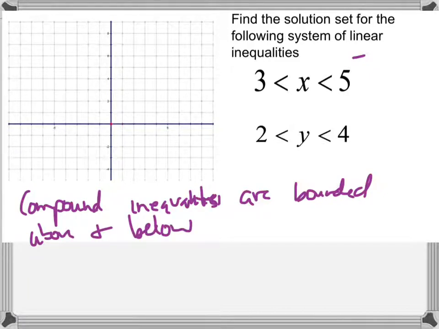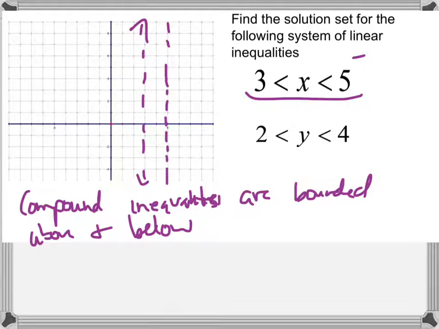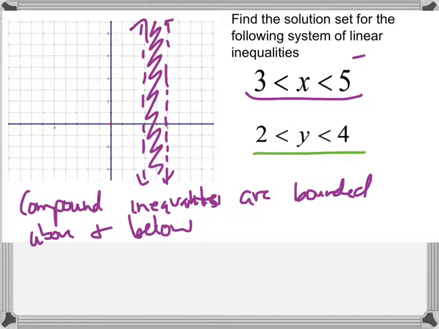Okay, the way that we graph this is we want all the coordinate pairs on this two-dimensional system that have an x value between 3 and 5. So I'm going to go, okay, and then I'm going to put a dash line at 5, and I'm going to shade in between here. And likewise, these are all the y values that are greater than 2 and less than 4. So I'm going to shade in between.